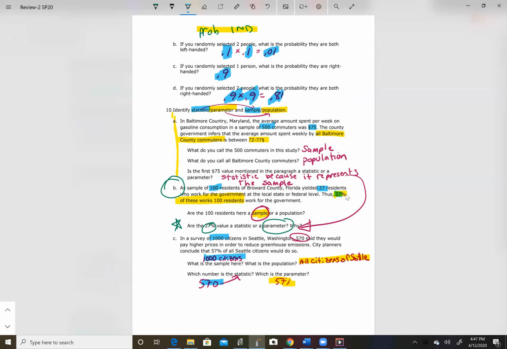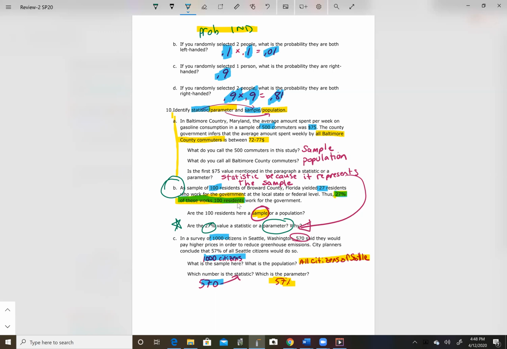It says, thus, 27% of these 100 residents. So I think maybe the English was a little bit off right there from what the professor meant. My brain just wanted to read this as 27% of the residents work for the government, and it would be a parameter. I think that's where that was going. If you read it differently, like I did the first time, and you thought it was still talking about those 100 residents, then it would be a statistic. If there is an issue like that on the test, if you're questioning it, just put in your defense so that I know what you were thinking, and you'll get all the points for that.